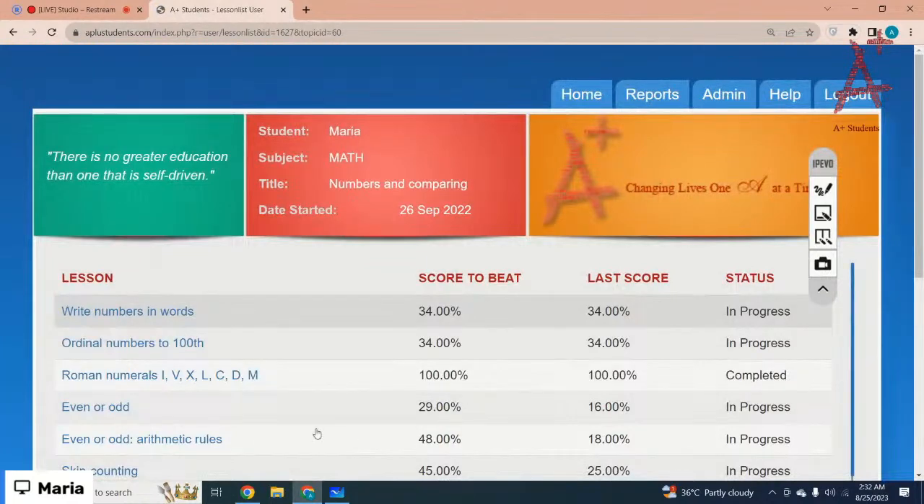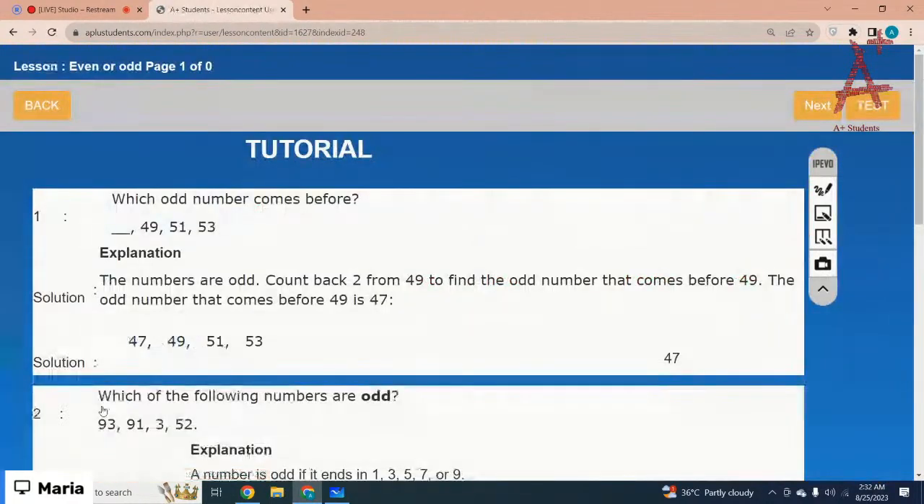The next one is even or odd. Which odd number comes before? The numbers are odd. Count back 2 from 49 to find the odd number that comes before 49, right? So, the odd number that comes before 49 is 47.